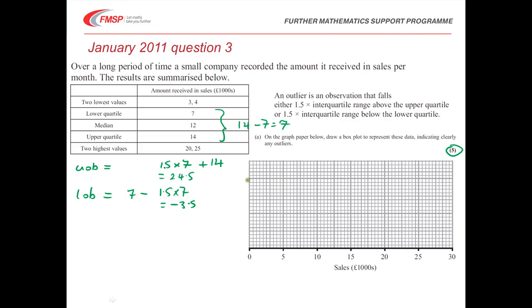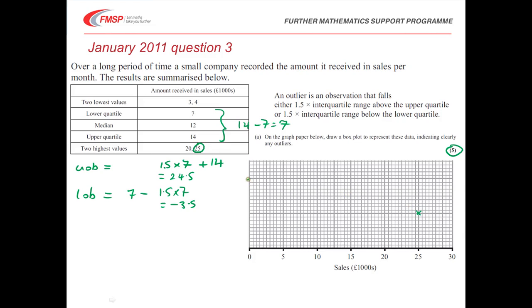So what we then do is look at your data and see if we've got any outliers. And in this case, 25 is the only outlier. Okay, so it's a good idea to mark that first in my view. So 25 is an outlier. We can then start drawing the box plot.